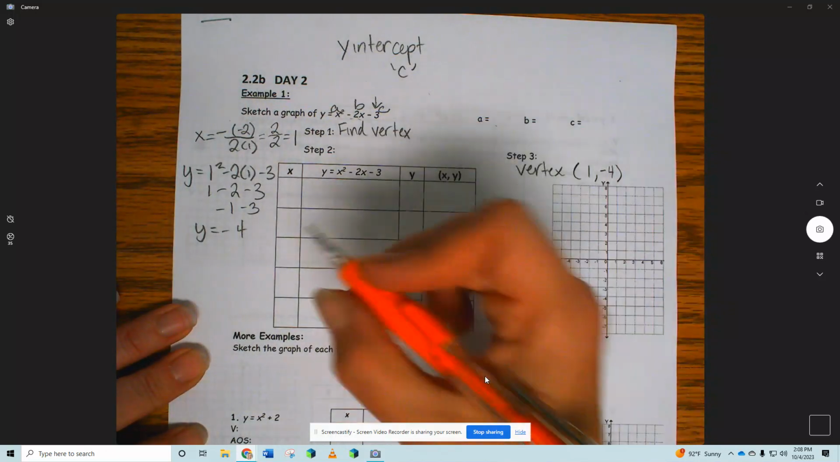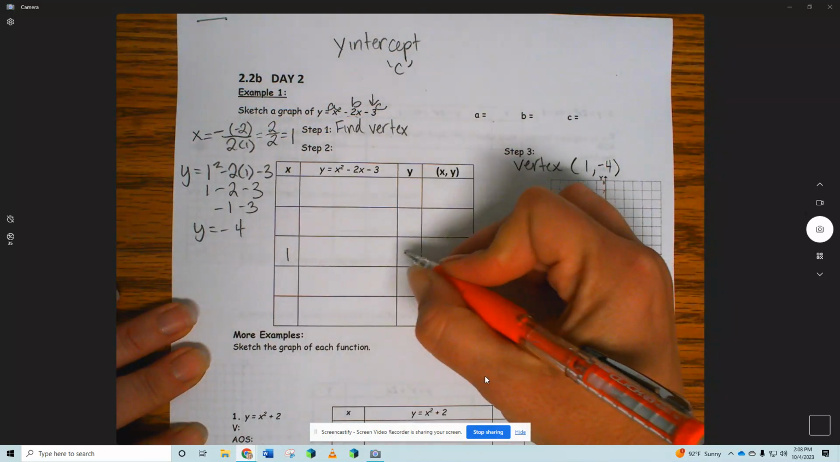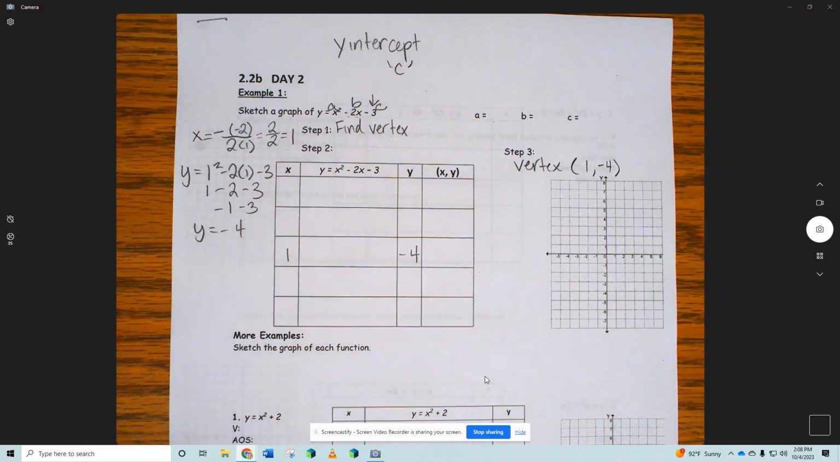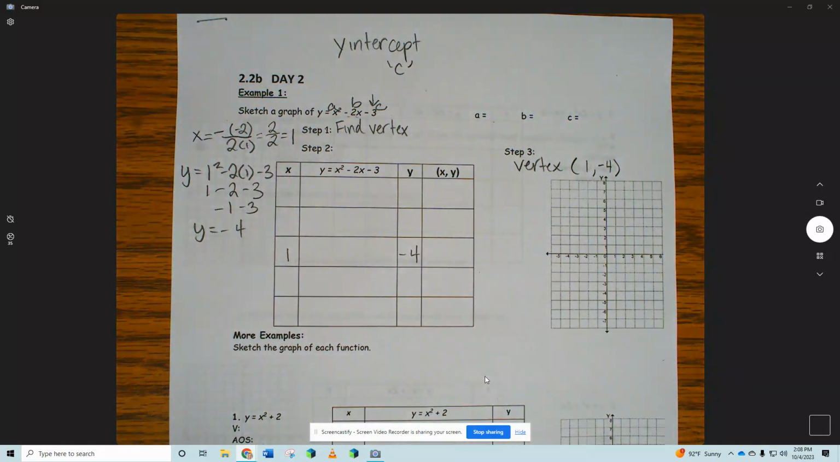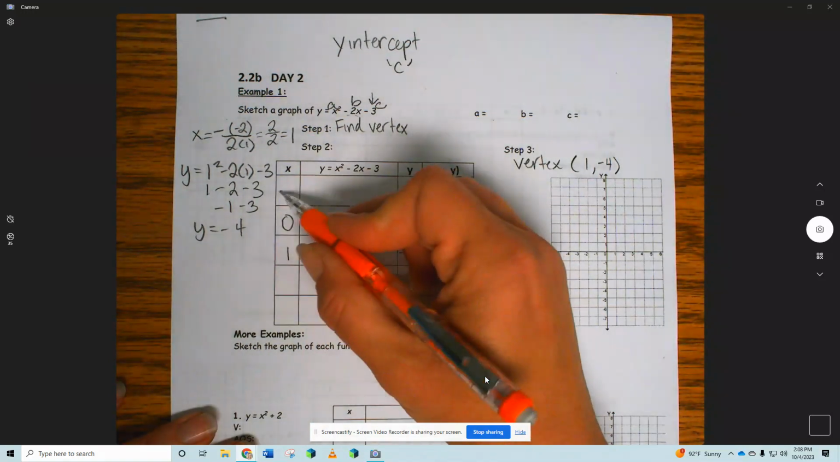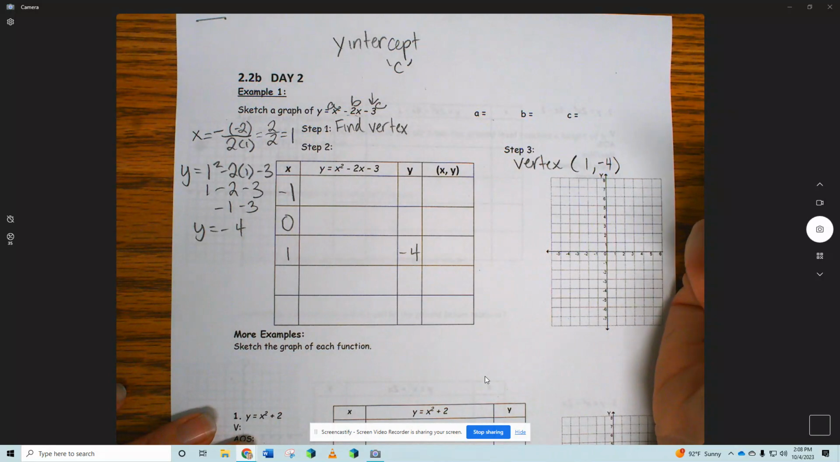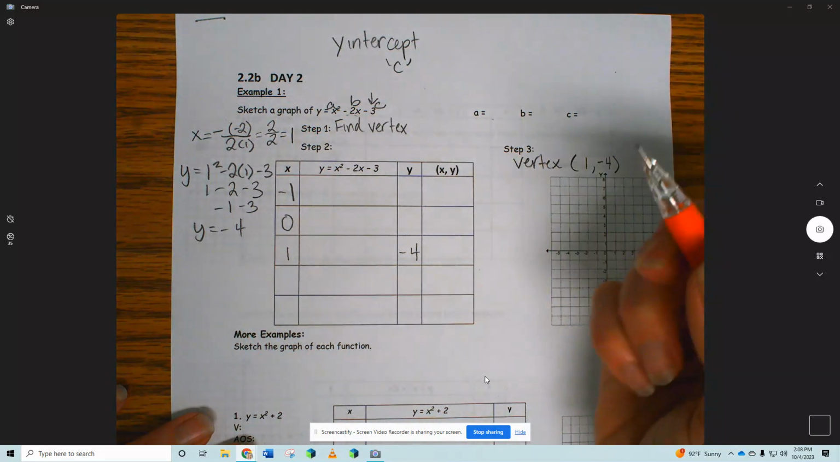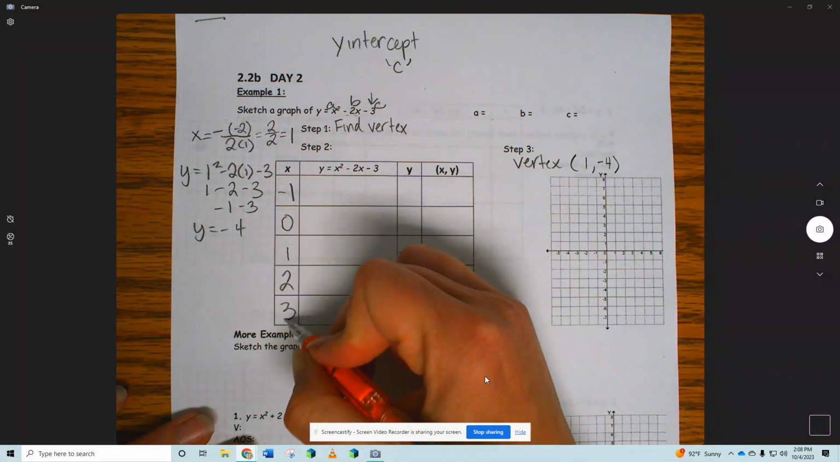Do you remember last year how I would put that in the middle box? We had a lesson where we talked about finding the vertex, and in the middle went the vertex. The reason I put it in the middle is because I wanted to see 2 points less than it, 0 and -1, and 2 points bigger than it, 2 and 3.